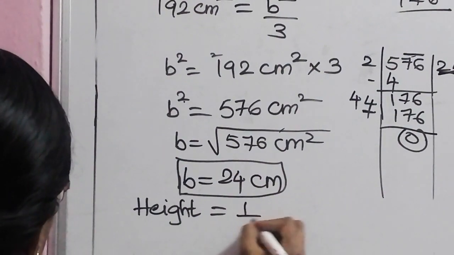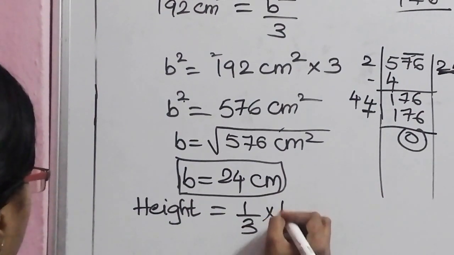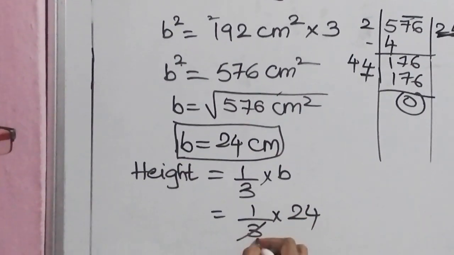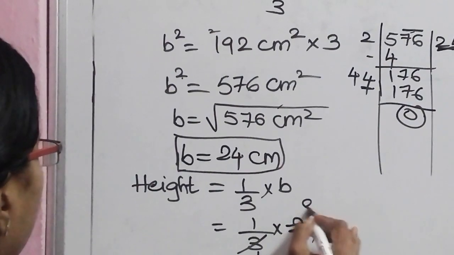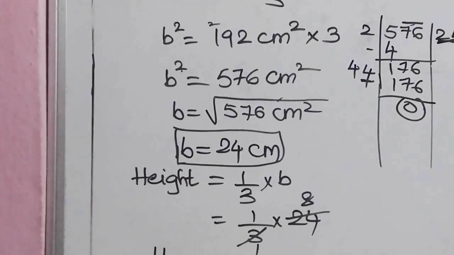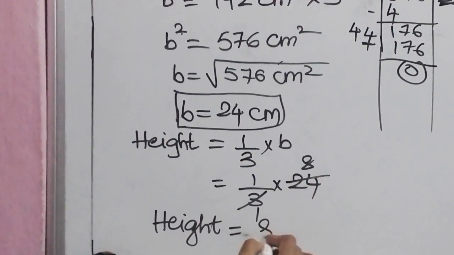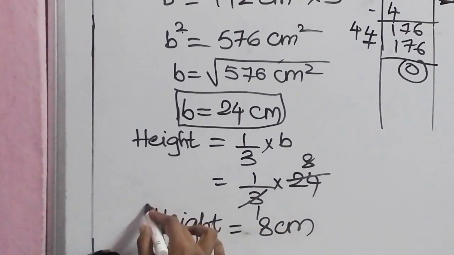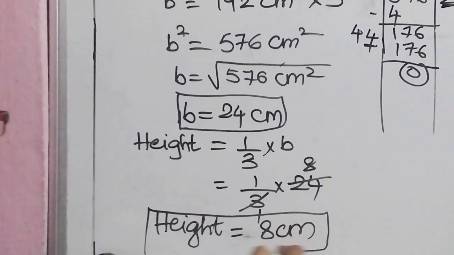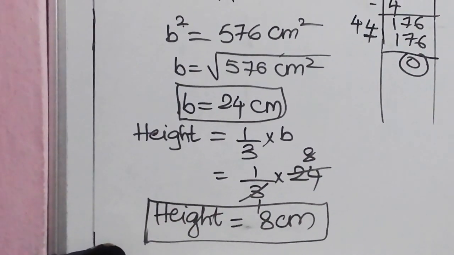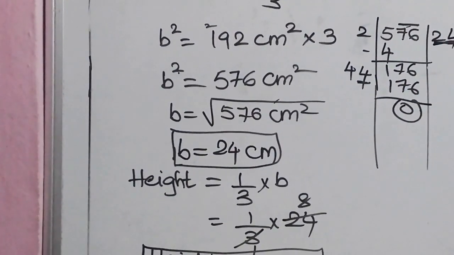Height is equal to 1/3 of B. This is nothing but 1/3 into 24. 3 ones are 3, 3 eights are 24. You got the height as 8 centimeters. Height is 8 centimeters. Understood this? Copy in your classwork books, children.